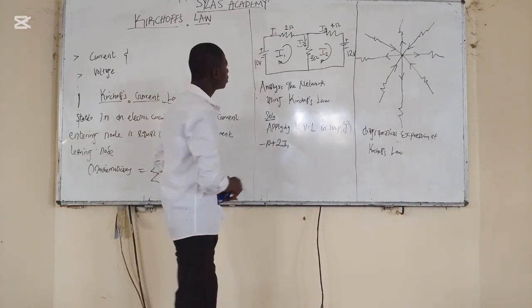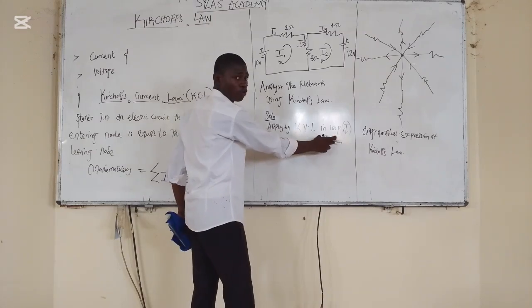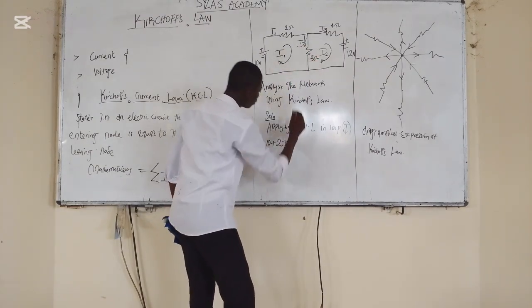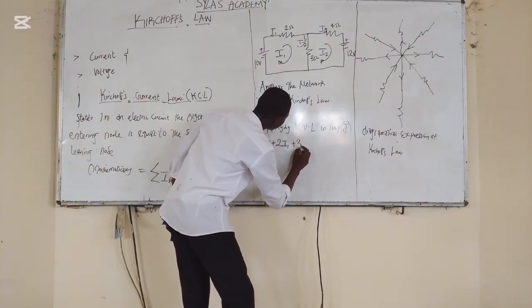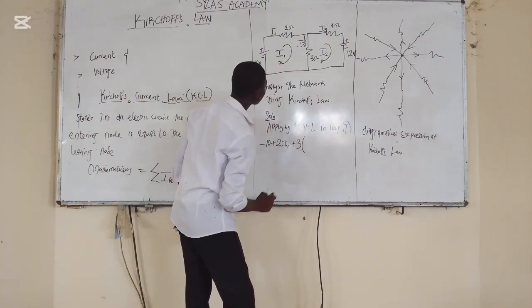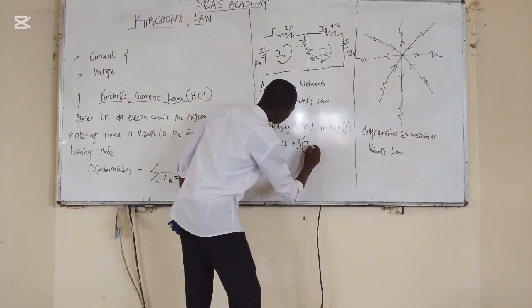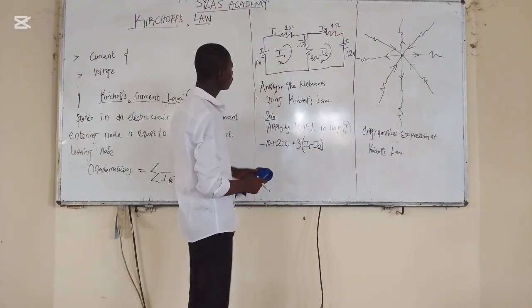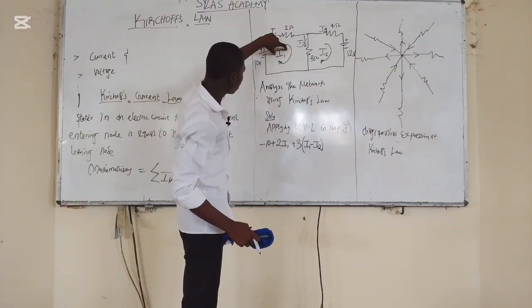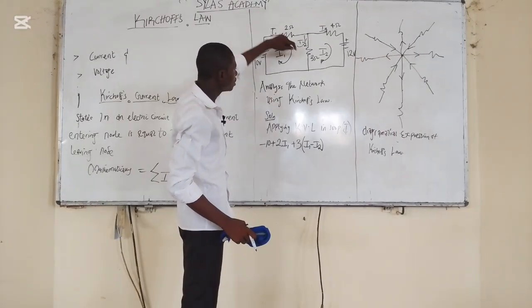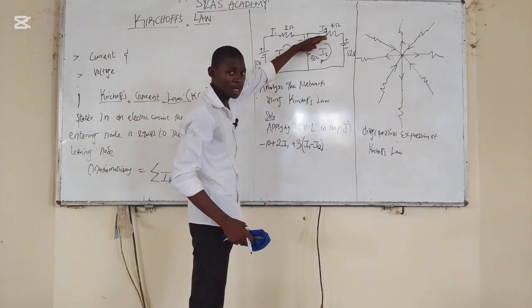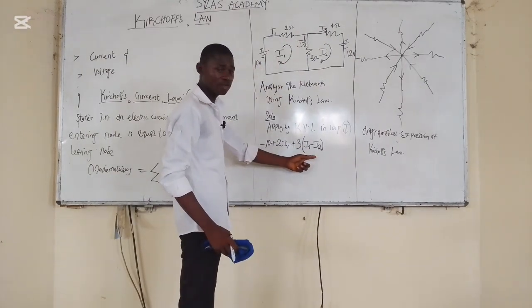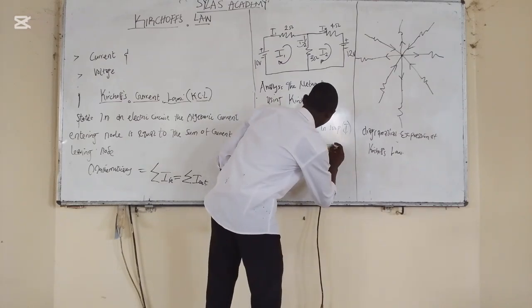2I1. Then since it's for the first loop or the first mesh, this is the one you are dealing with. You come now to this point, you see plus 3 into I1 minus I2. Why is it I1 minus I2? I1, this is it. Are you following now? But since it's for the first mesh, this 3 is sharing the first mesh and the second mesh. So you have I1 minus I2, all is equal to 0.